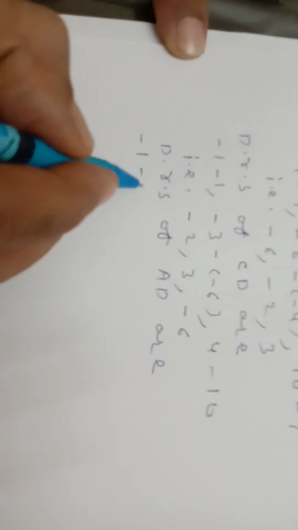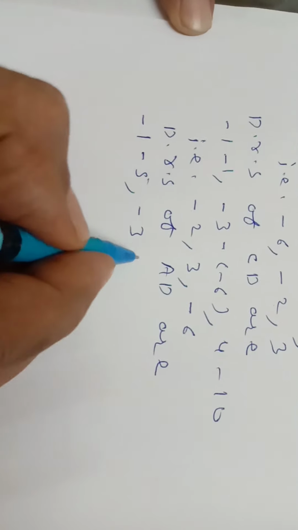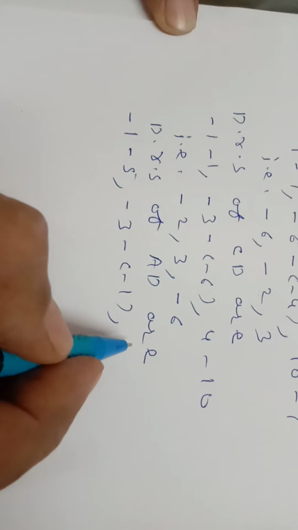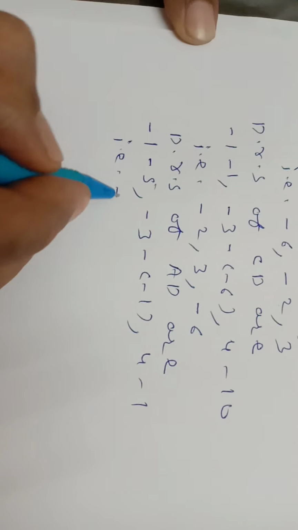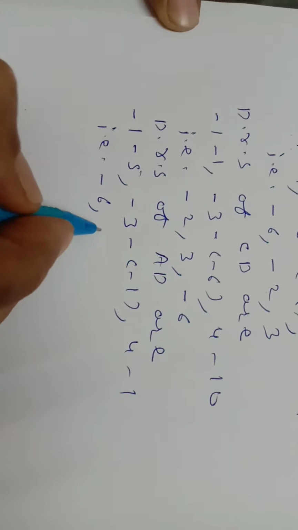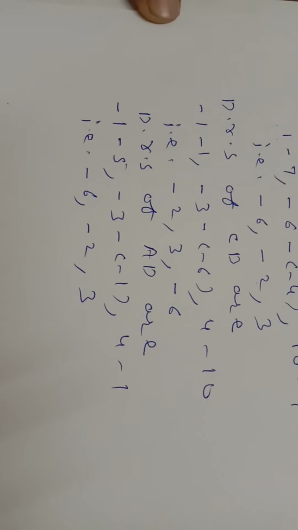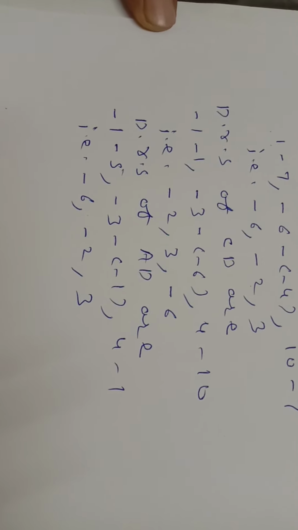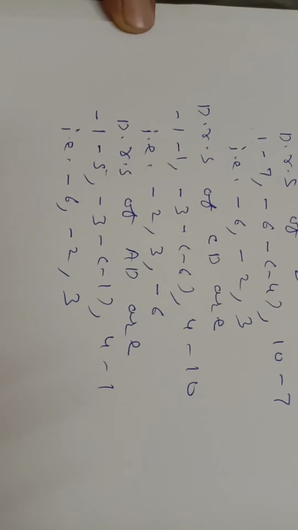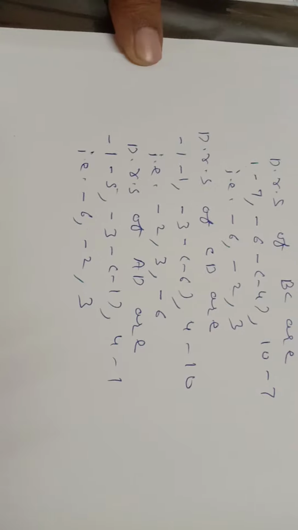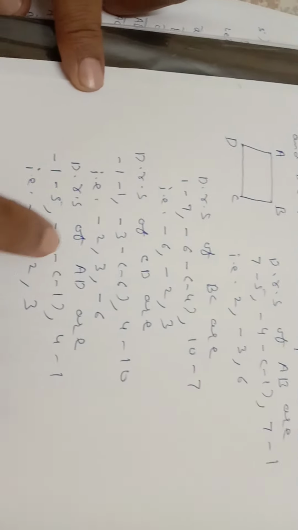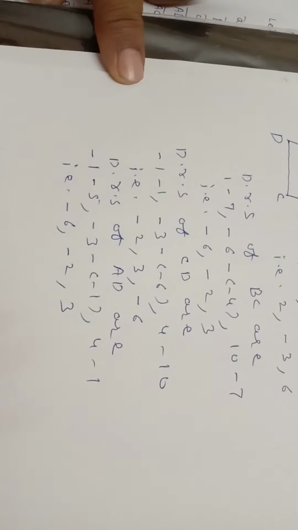Minus 1 minus 5. Minus 3 minus of minus 1. 4 minus 1. Simplify. Minus 6 minus 2, 3. Now AB and CD, they are opposite sides of a quadrilateral. Compare direction ratios of AB with direction ratios of CD.